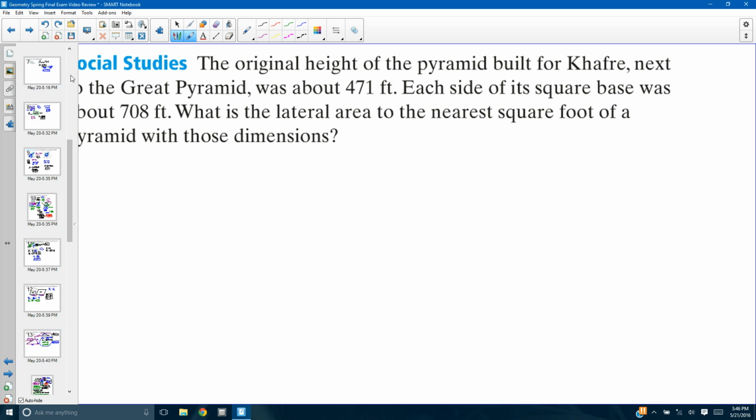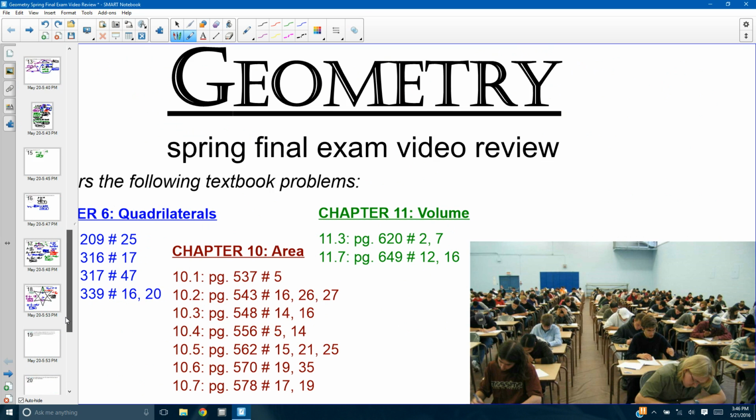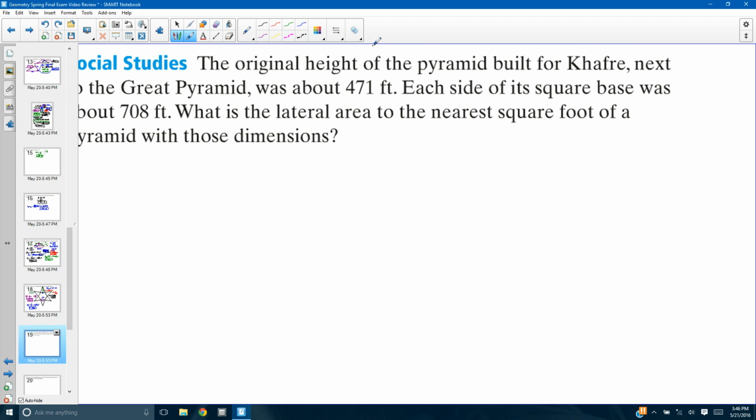Here, before I finish, I want to see how many problems I have left. I have 3 more problems, 7, 12, and 16, okay? Just making sure you know where we're at. So 3 more. It's a word problem.